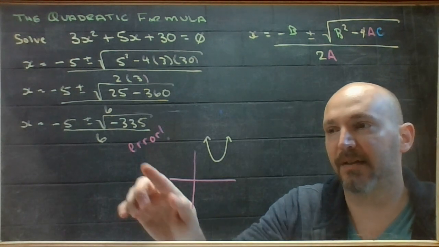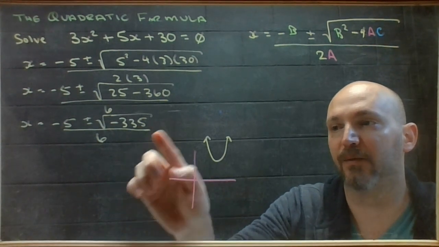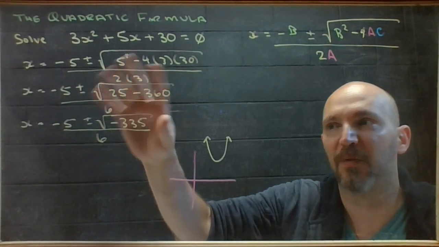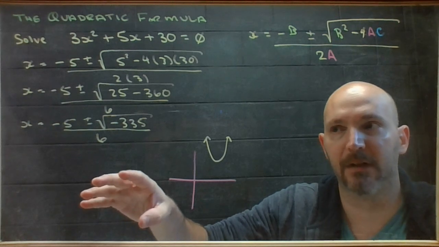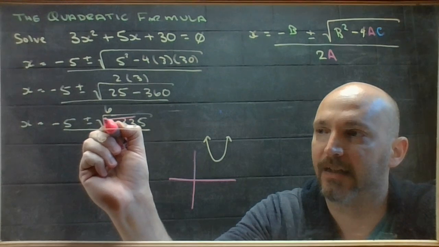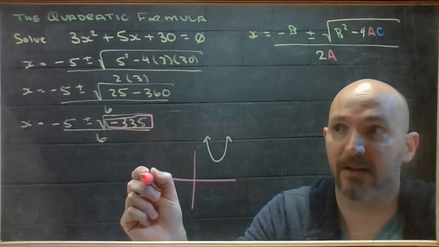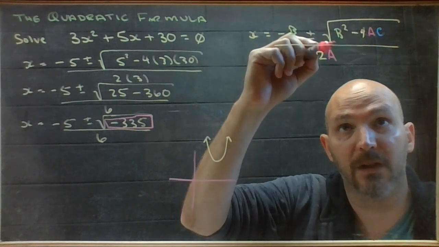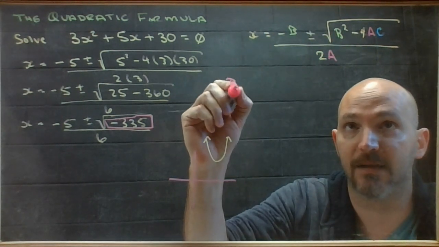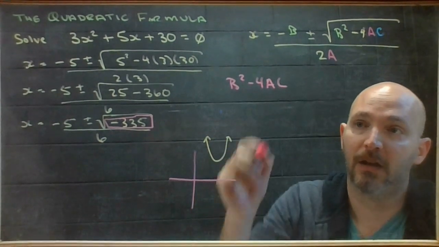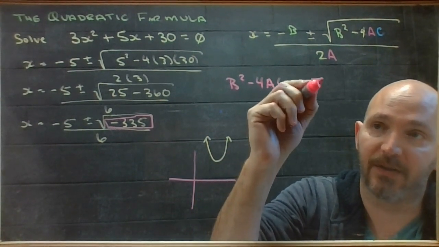Which sort of brings us to a helpful little feature of this. It would be nice to know if this was going to work before I wrote all this down. So if you look at where the error occurred, that's this thing inside of the radical, which was this part, which over here in the formula is this much. This thing is called the discriminant.